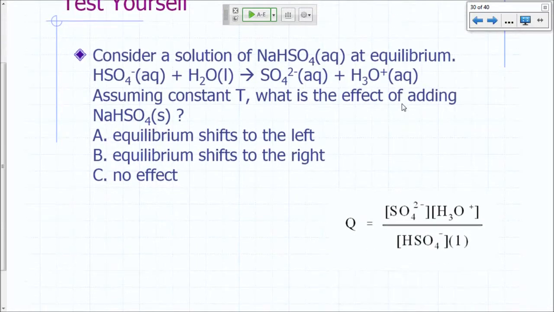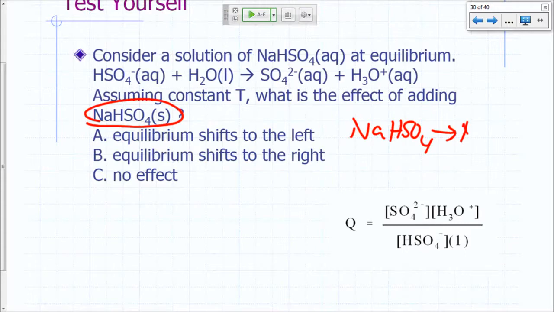Let's look at the same equilibrium reaction. What if you add sodium bisulfate solid? This is going to be a source of what? What does this do in water? It dissociates and gives you sodium ions and bisulfate ions.